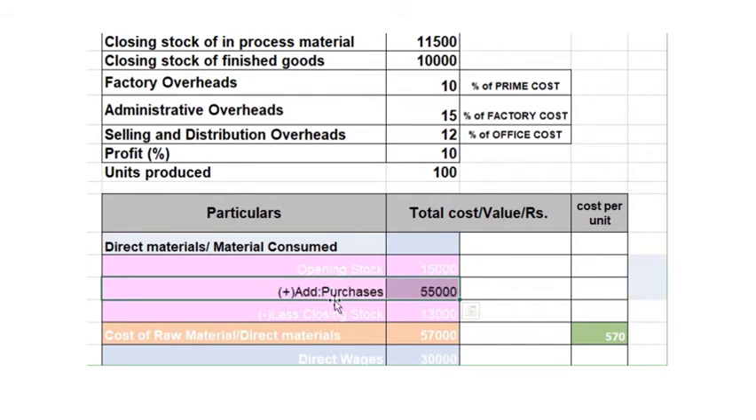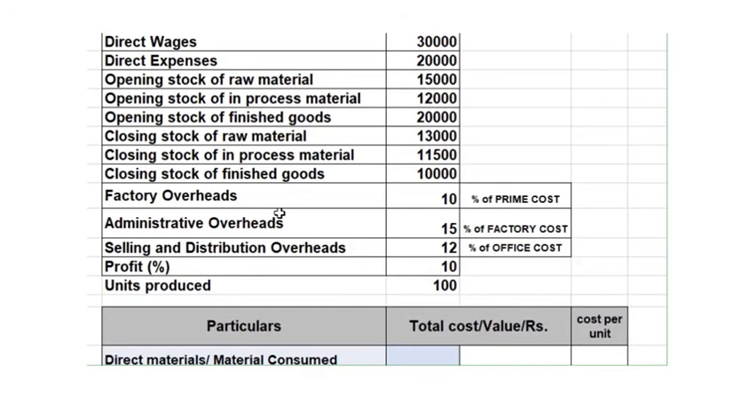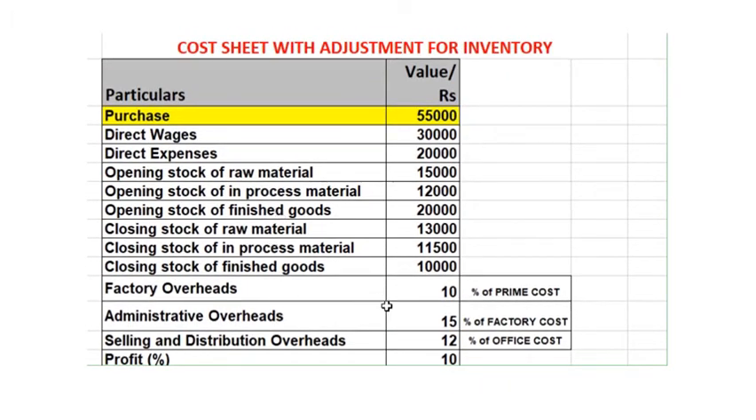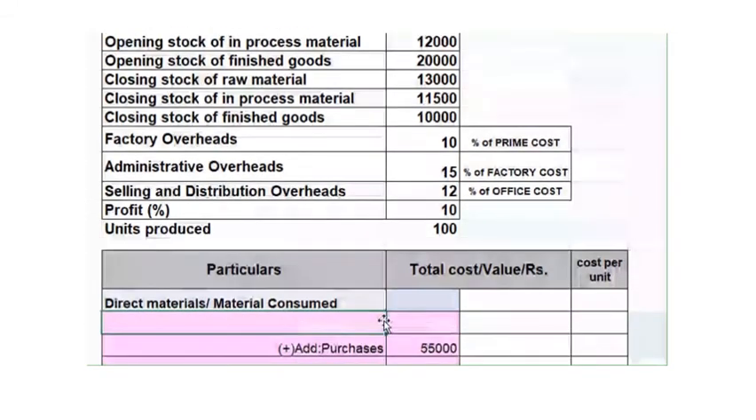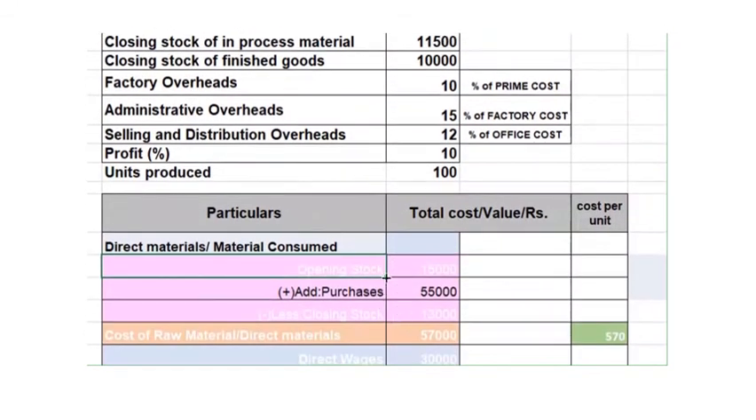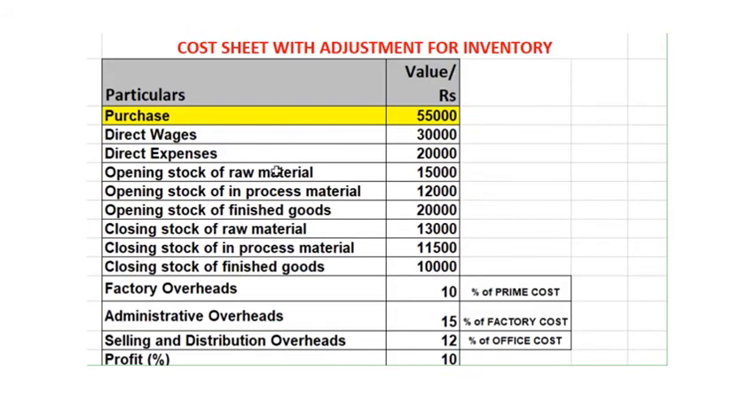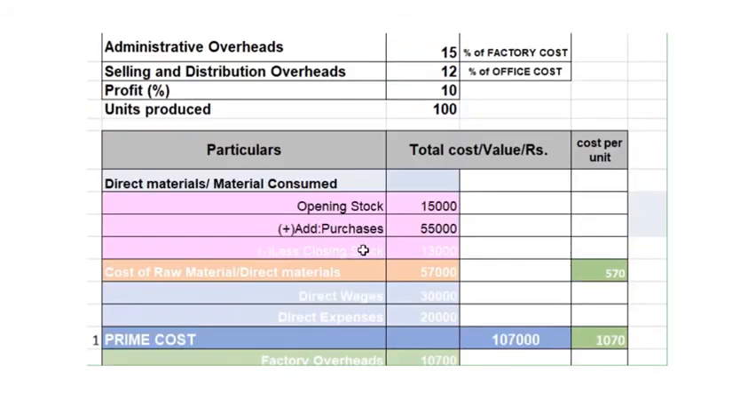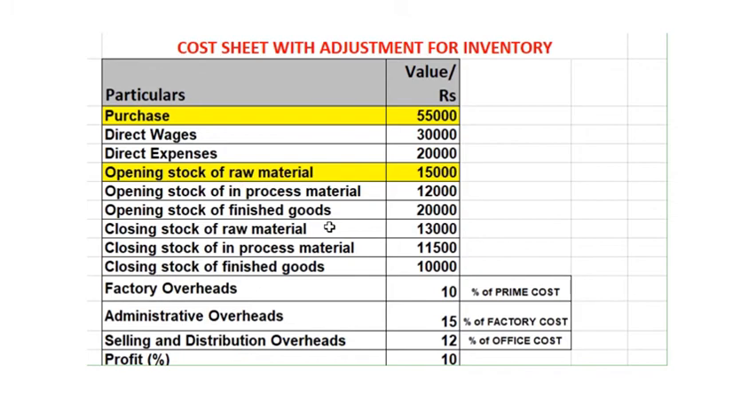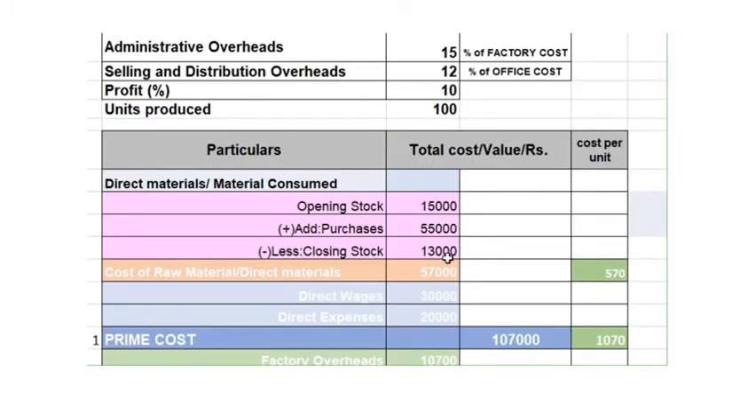Second item is purchase, the materials that are purchased. Along with it, as we have already seen in the earlier problem, we deal with the opening stock and closing stock of raw material. It is plus opening stock of raw material and minus closing stock of raw material. Here the closing stock of raw material is 13,000. We are putting that here.